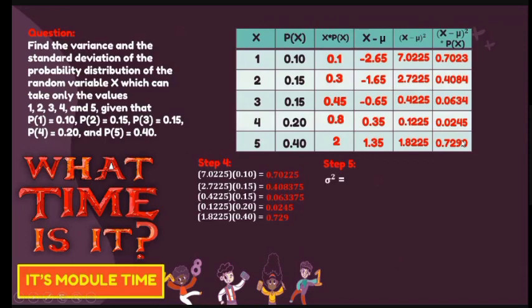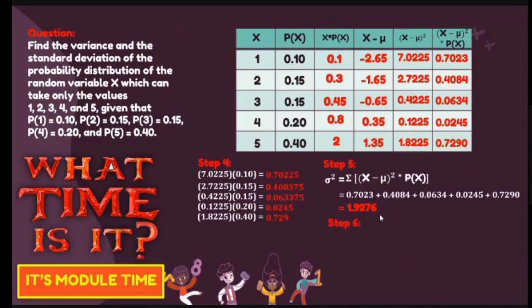Next natin for step 5, you have to use the formula for variance and syempre for standard deviation. So this time you have to combine all the values for the sixth column to arrive with 1.9276. So, 4 decimal places ulit siya. So, this will be the value of the given probability distribution for the variance.